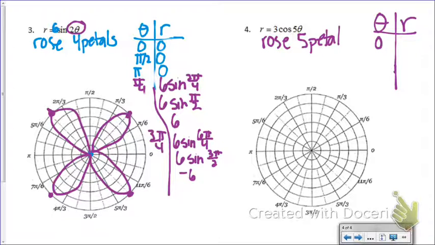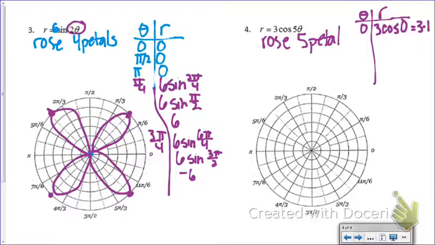So if I plug in 0, I'm going to move this over so I have a little bit more space. I'm doing 3 times the cosine of 5 times 0, which is 0. So 3 times the cosine of 0 is 3 times 1, which is 3. So at 0 degrees, I have a distance of 3 away from the center. Okay, so I know I'm going to have a petal there because it goes through that point. 3 is the furthest that it could go.